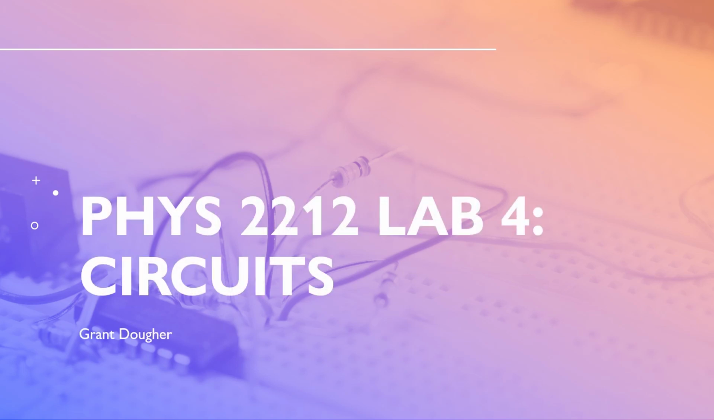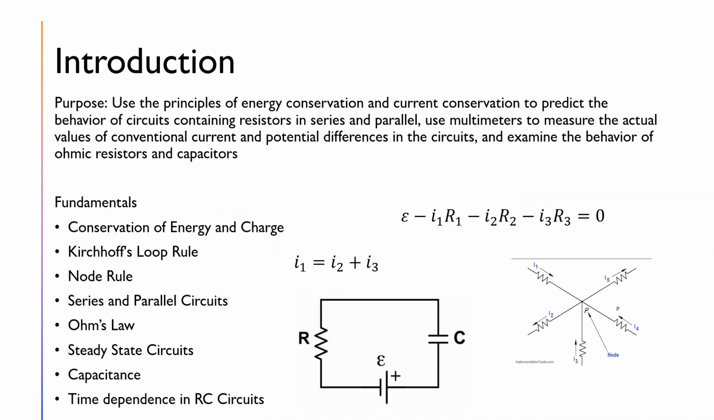This is Physics 2212, Lab 4, Circuits. The purpose of this lab is to use the principles of energy conservation and current conservation to predict the behavior of circuits containing resistors in series and parallel, use multimeters to measure the actual values of conventional current and potential difference in the circuits, and examine the behavior of ohmic resistors and capacitors.